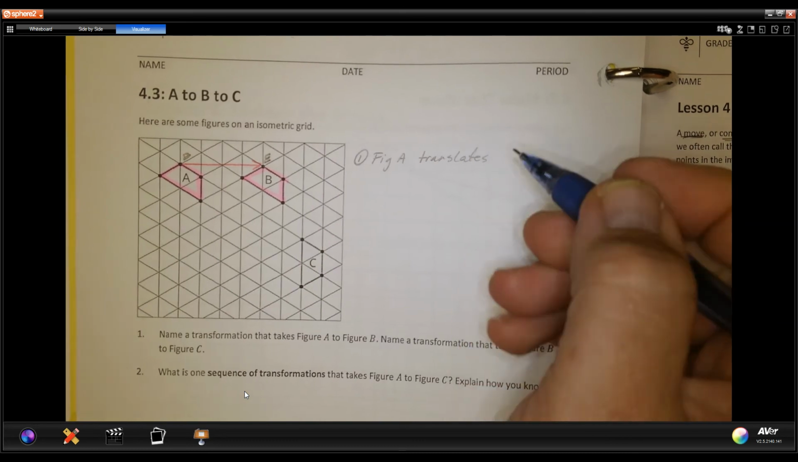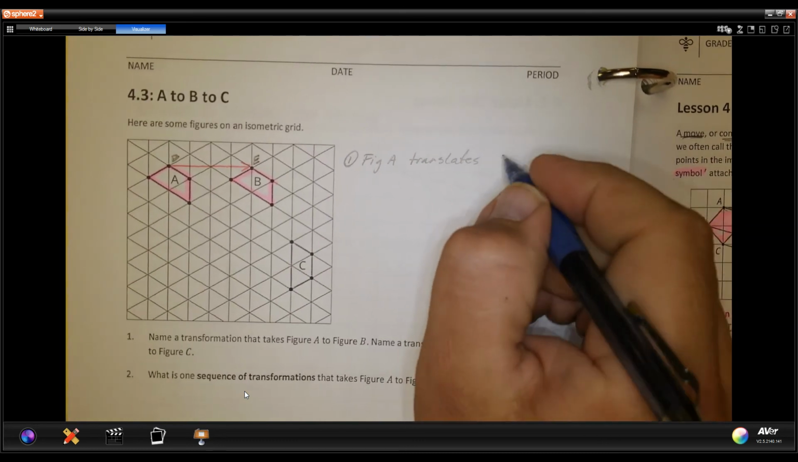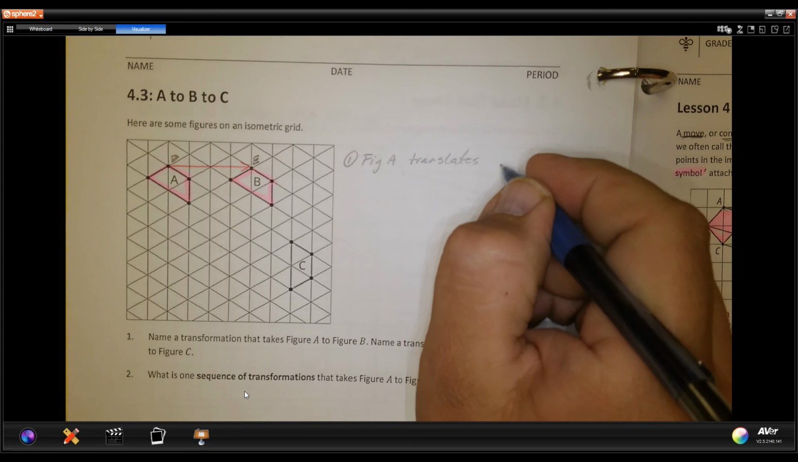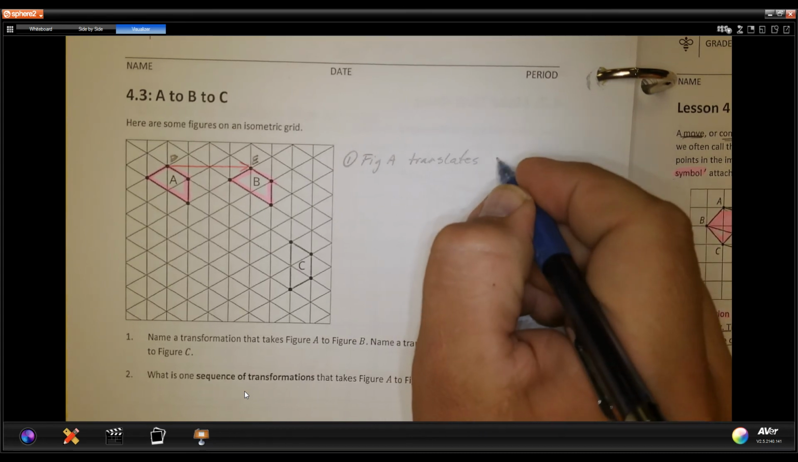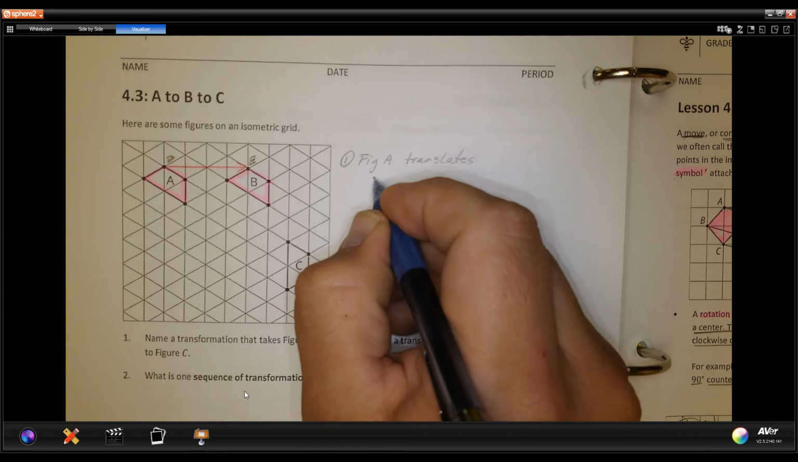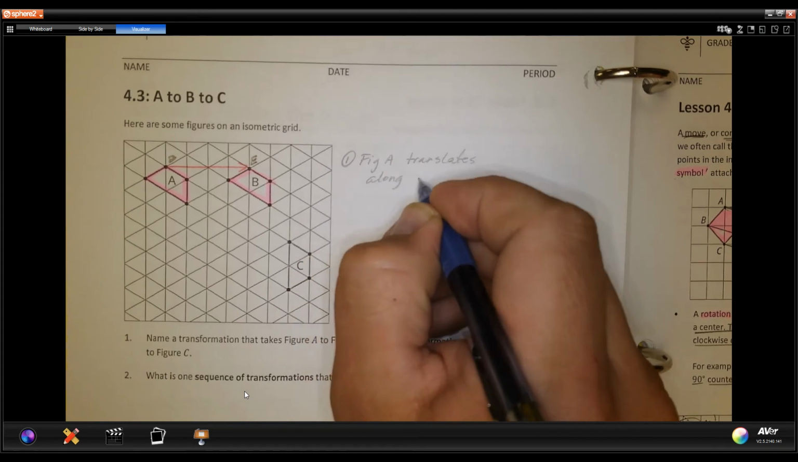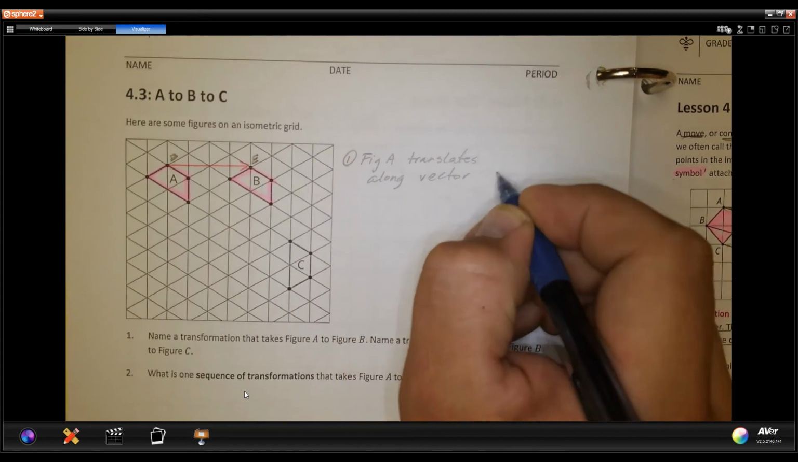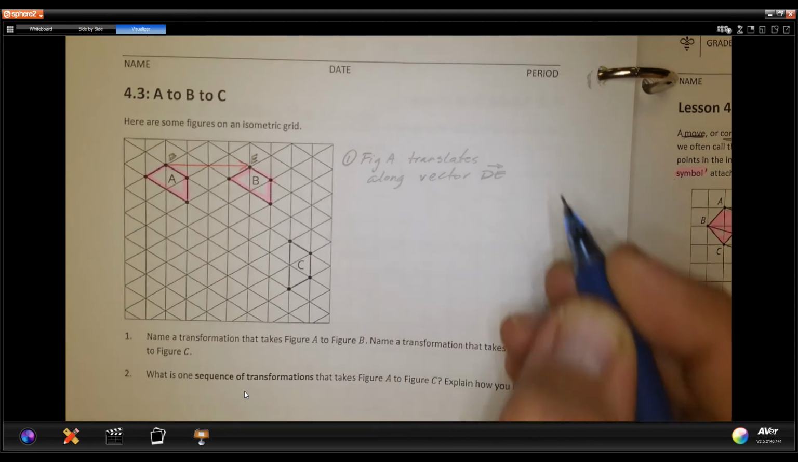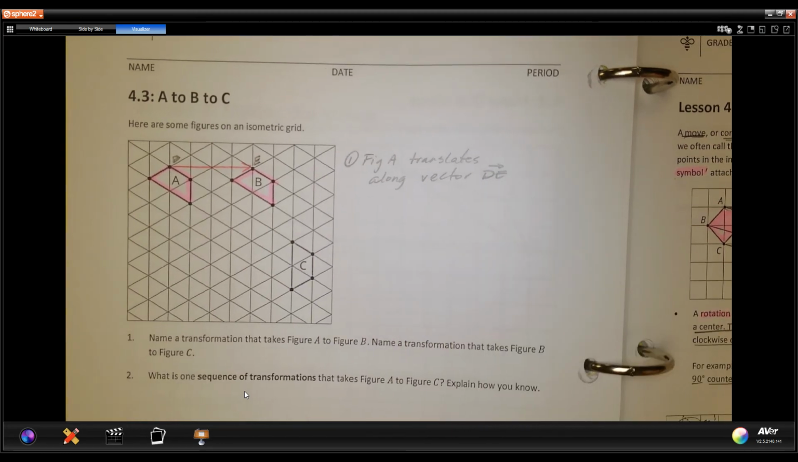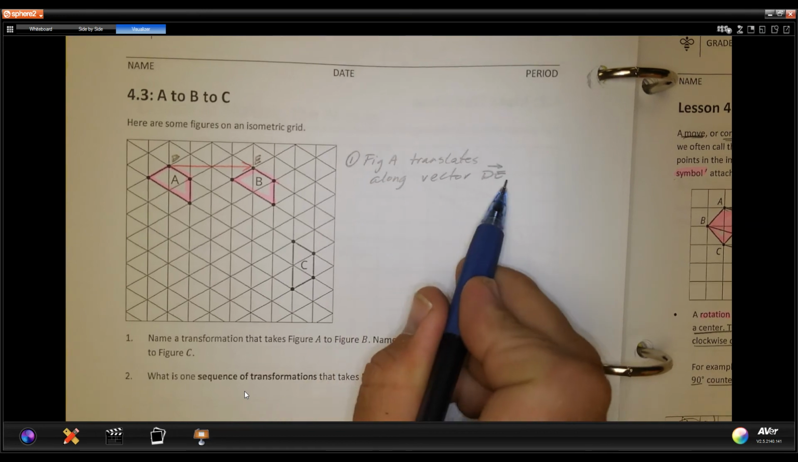We can say figure A translates or moves. We're going to use translates along vector DE, and notice on the top of it we have an arrow, so it looks kind of like a ray, but we've named it vector DE.